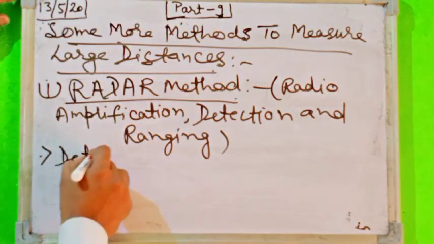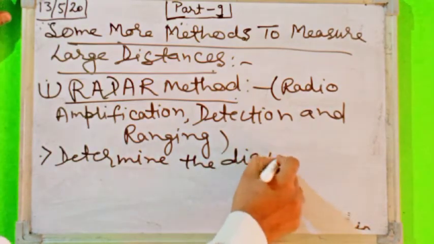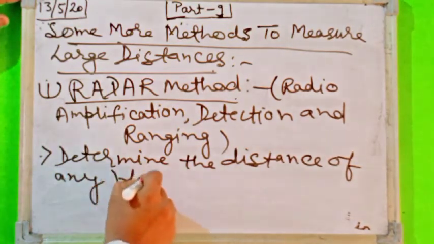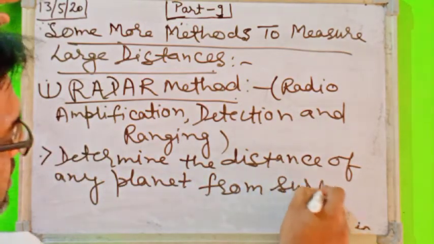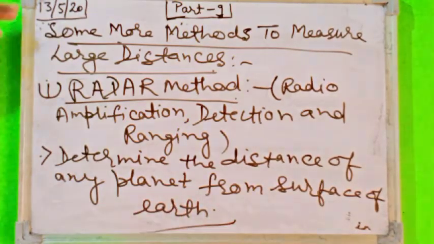To determine the distance of any planet from the surface of the earth. And as you know, radio waves also have the same speed as light, that is equal to 3 into 10 to the power 8 meter per second. So the same concept is applied here.